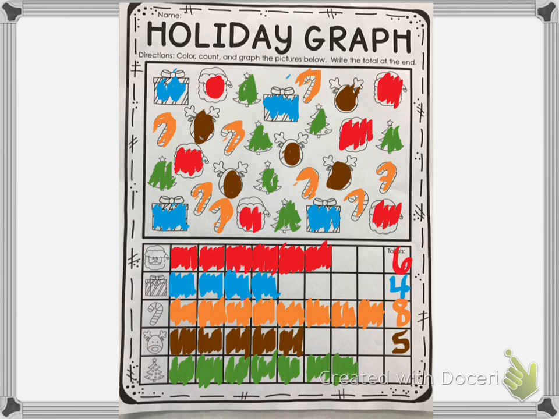And I want to make sure that I have all of the trees colored in. So I'm going to count them. 1, 2, 3, 4, 5, 6, 7. Count the squares that I colored in. 1, 2, 3, 4, 5, 6, 7.